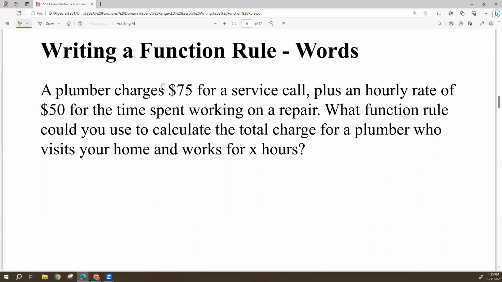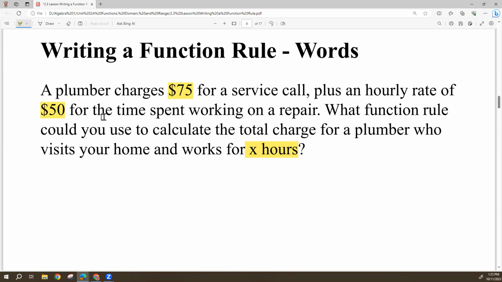See if it'll let me highlight. Sure will. Important values. We want a function rule. And then it will define what our variable is. X is the number of hours. So we have a plumber.